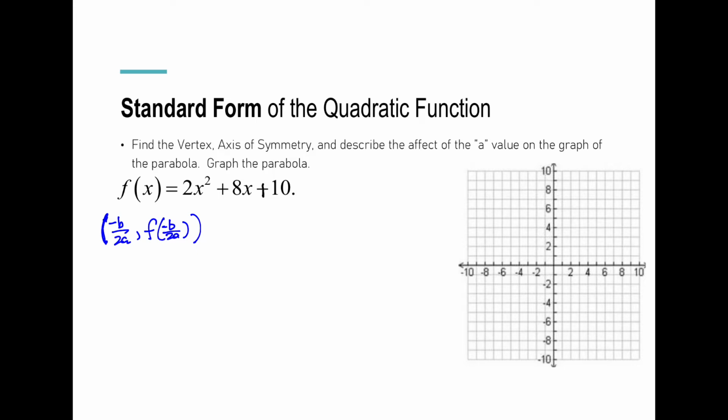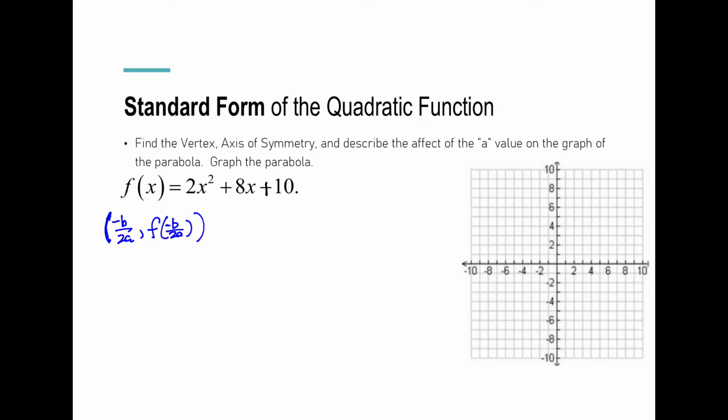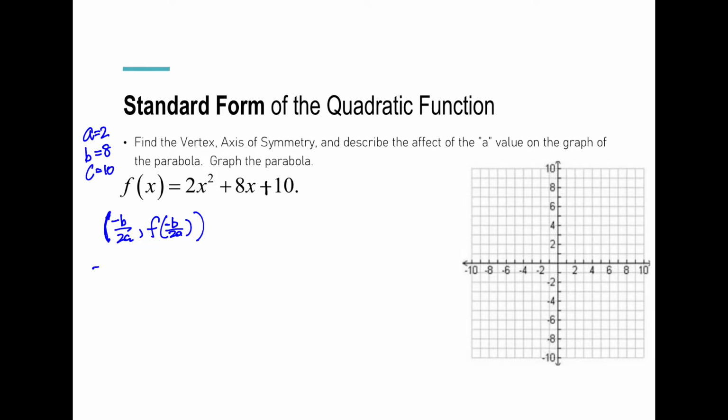So, well, let's just start. We have our a, b, and c. A is 2, b is 8, and c is 10. We don't really need c in this case, but the opposite of b would be negative 8 over 2 times a, which is 2. And so that gives me negative 8 over 4, which is negative 2.